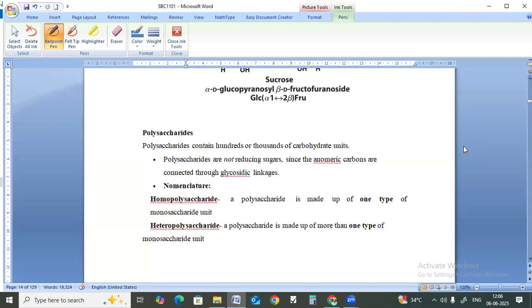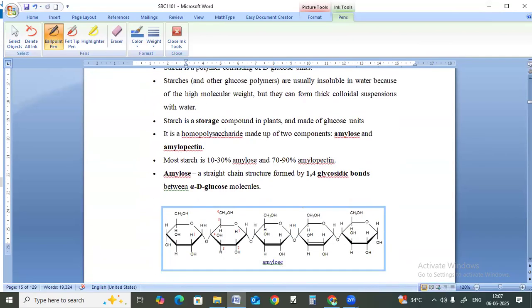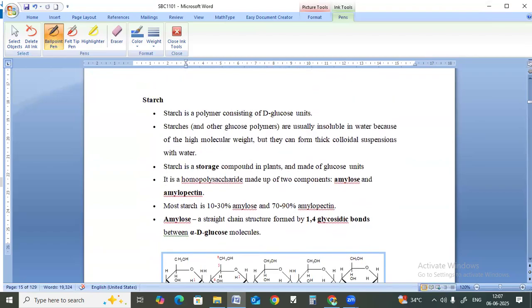These can be classified into homopolysaccharides and heteropolysaccharides. Homopolysaccharides are made up of one type of monosaccharide unit, whereas heteropolysaccharides contain more than one type of monosaccharide unit. For the homopolysaccharides, the main example is starch, which we already discussed. Starch mainly consists of D-glucose and is insoluble in water because of its high molecular weight. It forms colloidal suspensions with water.